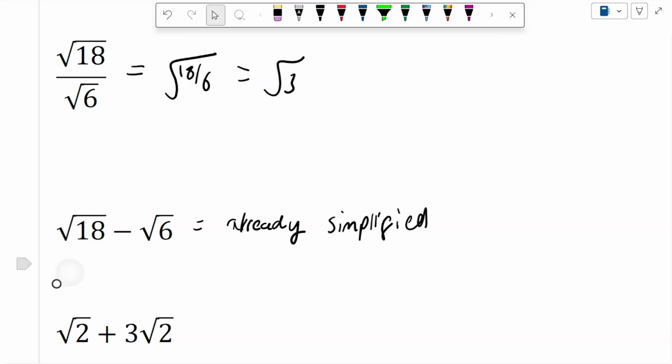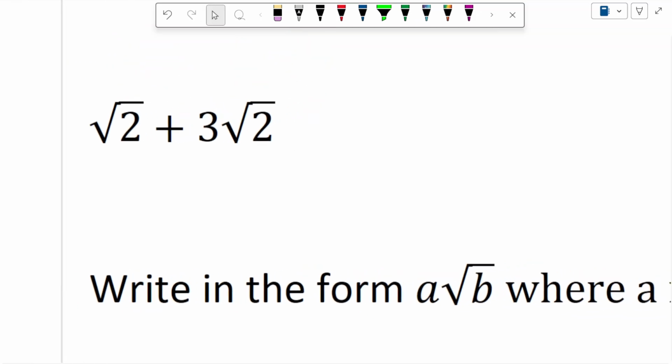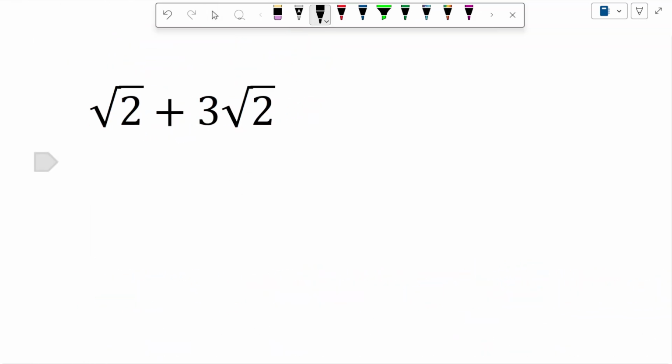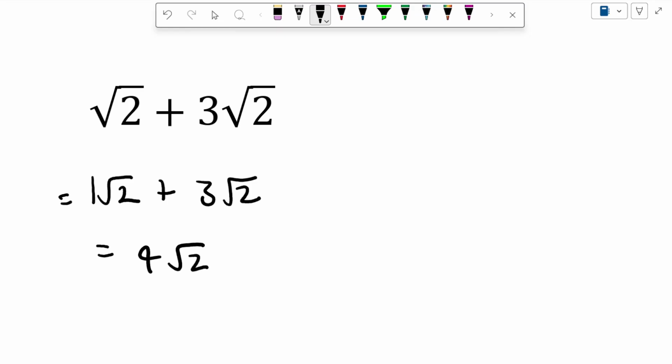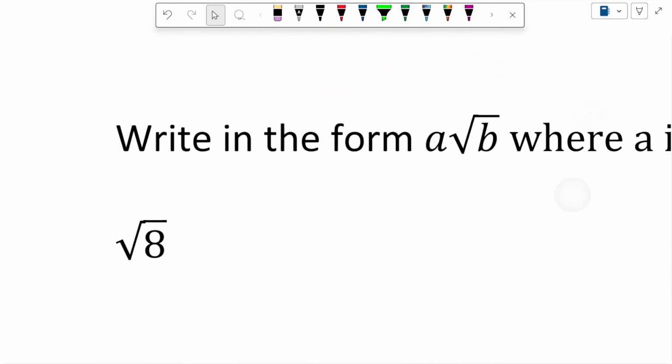Now, if we have the same square root and we're adding it together, you can think of this one here as, well, it's 1 lot of root 2, and then it's 3 lots of root 2. So this is 4 root 2. So this you can think of as doing like x plus 3x is 4x, if you like. So you can simplify stuff like that if the square root is the same.